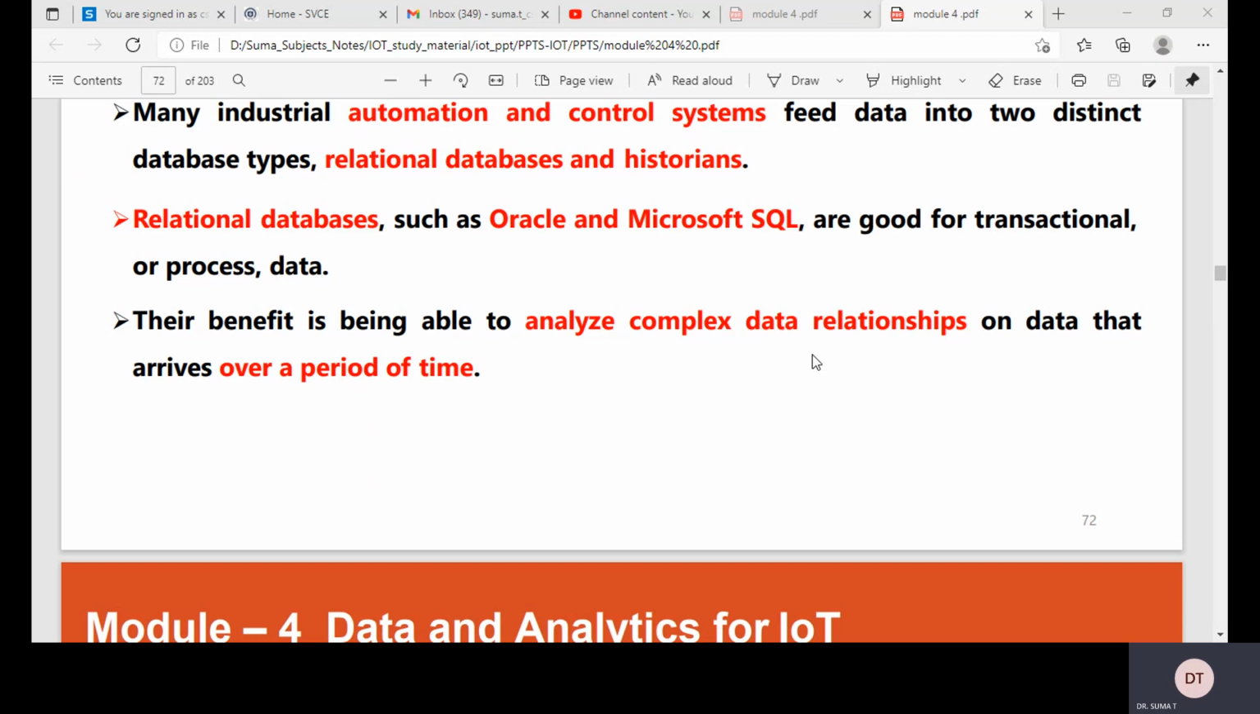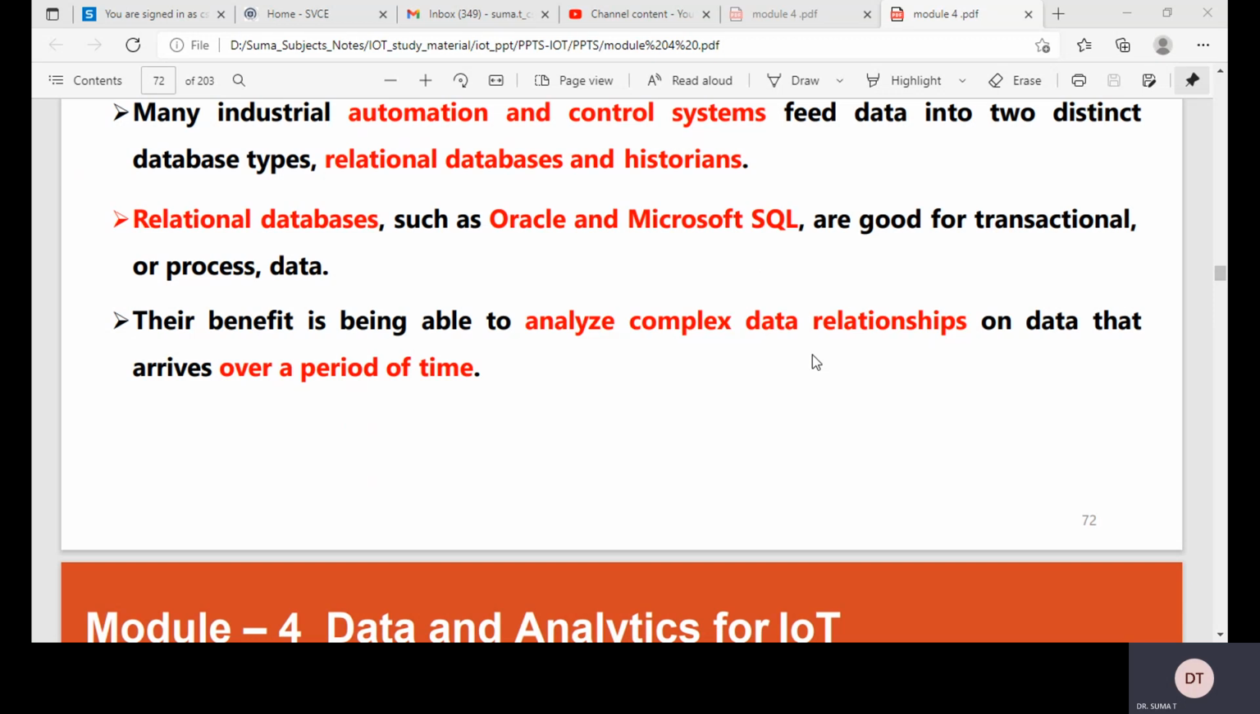On the other hand, historians are optimized for time series data from systems and processes. They're built with the speed of storage and retrieval of data at their core, recording each data point in a series with the pertinent information about the system that is being logged. Thus, data may consist of a sensor reading, the quantity of a material, a temperature reading, or a flow of the data.